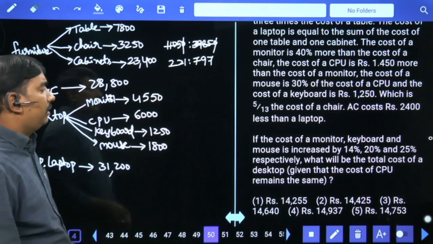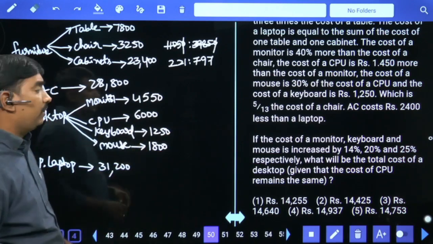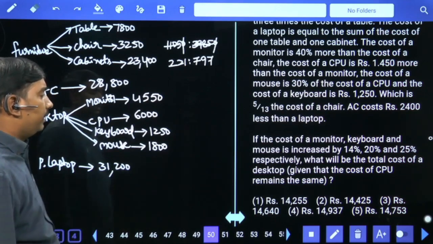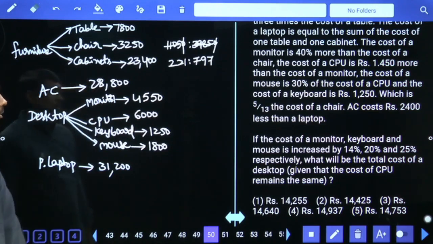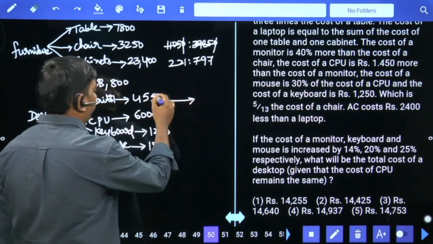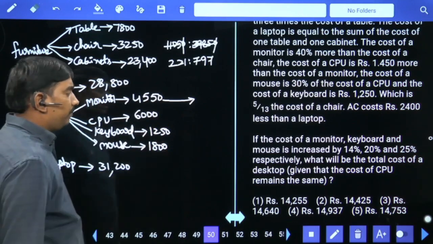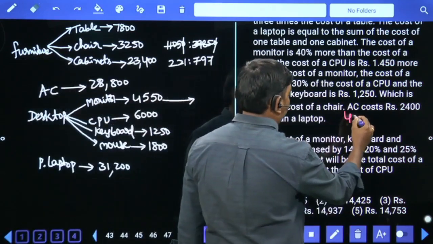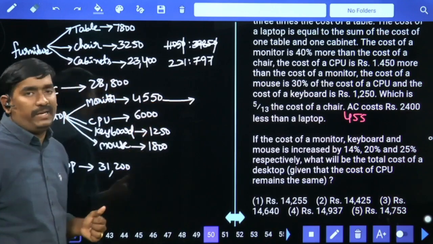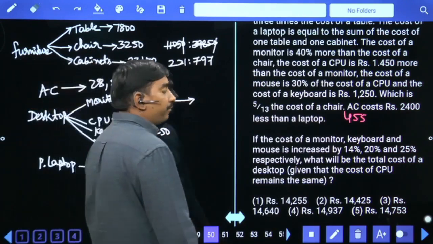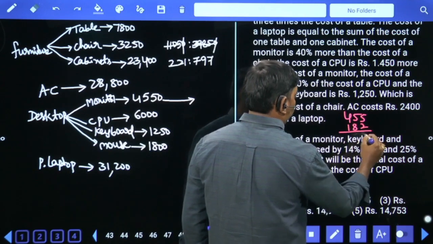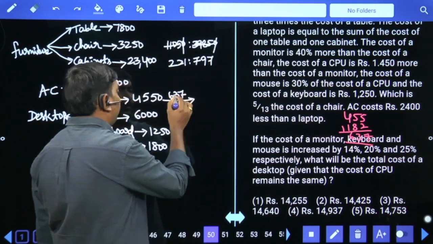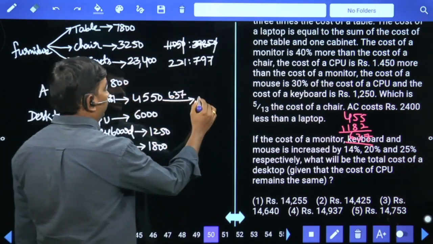If the cost of a monitor, keyboard and mouse increased by 14%, 20%, 25% respectively, what will be the total cost of a desktop given that the cost of CPU remains the same? Monitor increased by 14%. Already 4,550 increased by 14%. So 10% 455. 1% 45.5. 2% 91. 4% 182. 637 increases. 4,550 plus 637, 5,187.